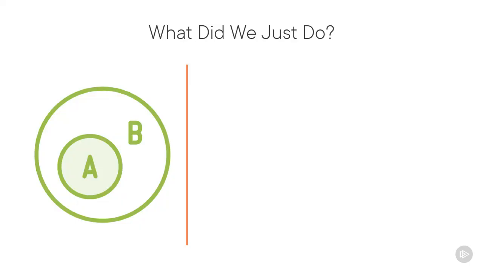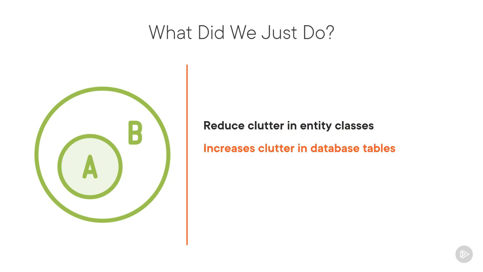So this was a quick look at owned entity types, where we added the ship to and bill to address properties to our customer entity. As we discussed, owned entities can be helpful in keeping our entity classes clean, but using them comes at the cost of making our database tables less tidy, as we clearly saw in the demo. As there is with so many things, there is a trade-off here that we need to consider, because we need to weigh the pros and the cons of using owned entity types.